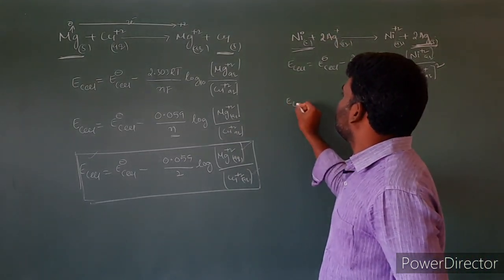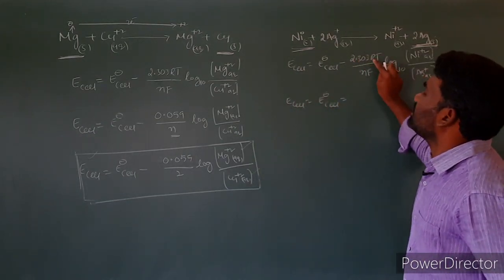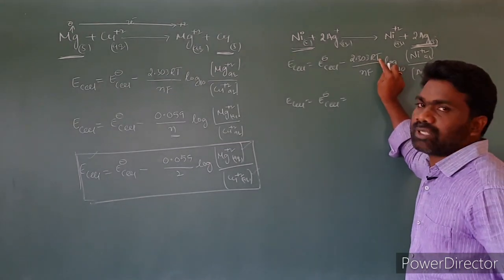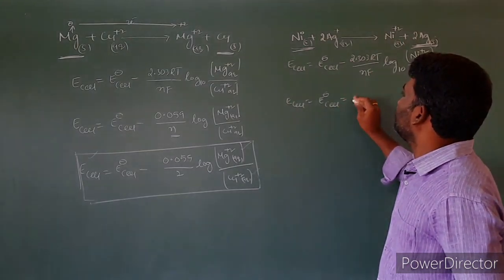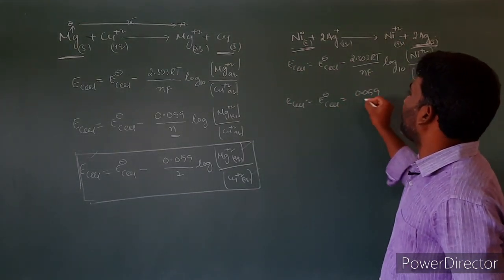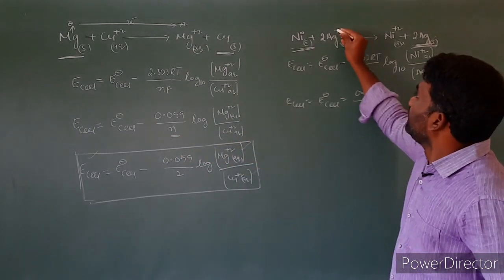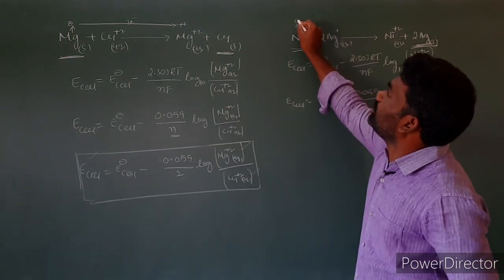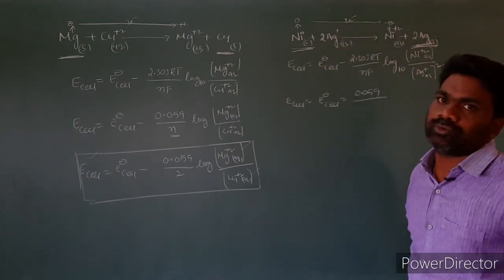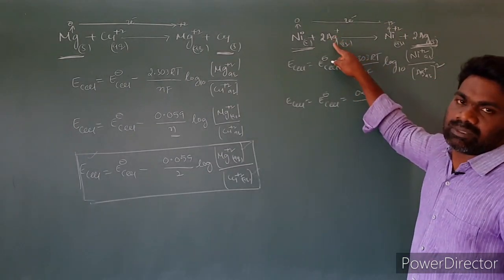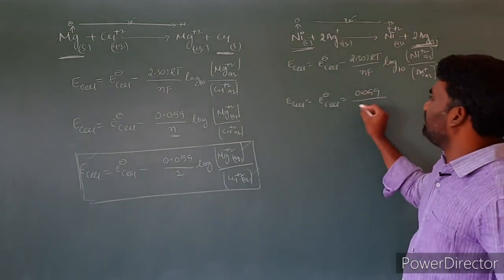Then E cell is equal to E standard cell minus... R is the gas constant 8.314, T is the temperature 298 Kelvin, F is the Faraday constant 96,500 coulombs. Taking all these values, we get 0.059 by n, and I am directly substituting the n value. Nickel goes from 0 to plus 2, so the number of electrons transferred is 2. Each Ag+ takes 1 electron, so 2 Ag+ take 2 electrons, converting into 2 Ag. So here also 2 electrons are involved.